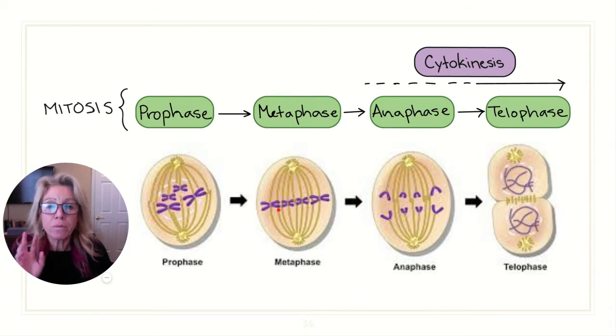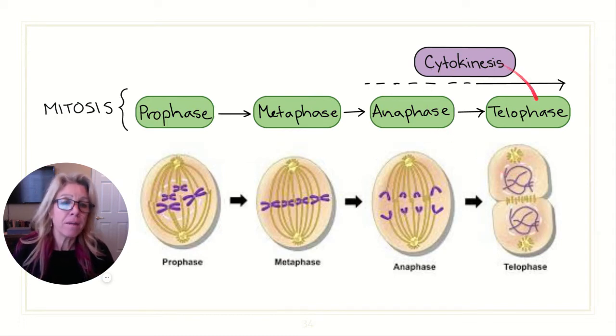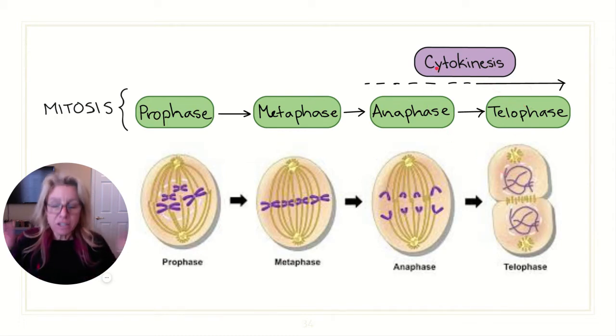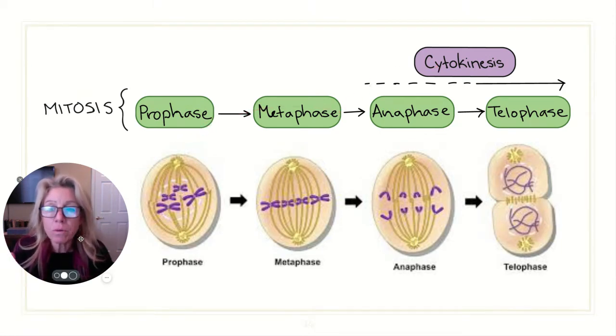Metaphase, you have chromosomes meeting in the middle. Anaphase, you're separating something. In the case of mitosis, you're separating sister chromatids. And then telophase, you're reforming the nuclear envelope. Overlapping, and mostly in telophase, is cytokinesis, and that is division of the cytoplasm. So that's what we did.